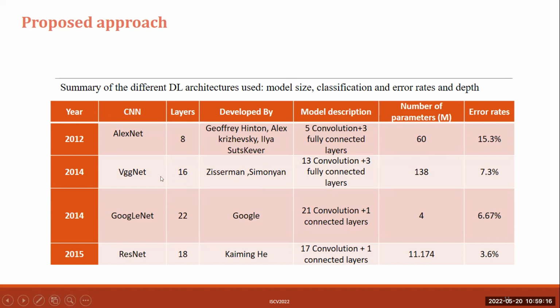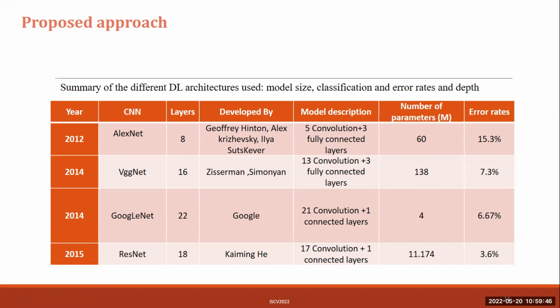VGGNet was developed by Simonyan and Zisserman. This architecture is quite similar to AlexNet, with many filters pushing on the depth, and VGG is a good alternative for extracting image features. It contains 13 convolution layers and, at the end, 3 fully connected layers.